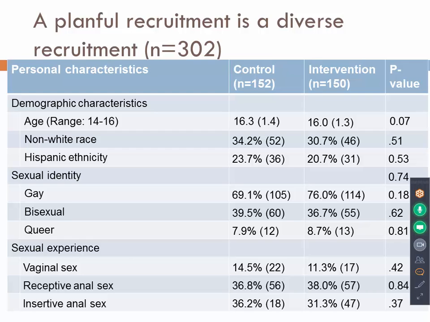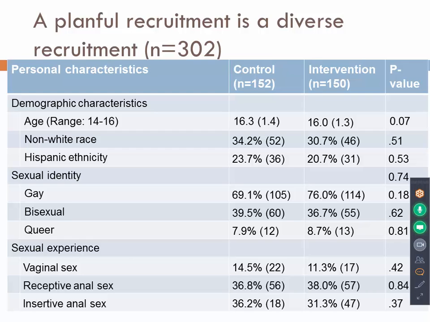I also will say that a planful recruitment is a diverse recruitment, and I am not showing you our recruitment grid because it's really overwhelming, but we actually do it. We have cells, we have recruitment goals, and we do it by sexual experience and age and ethnicity, and rural-urban status. So, for example, there's a certain number of girls that we are trying to recruit who are African American, Black, Hispanic, rural, sexually experienced between the ages of 14 and 16. That's how intense.